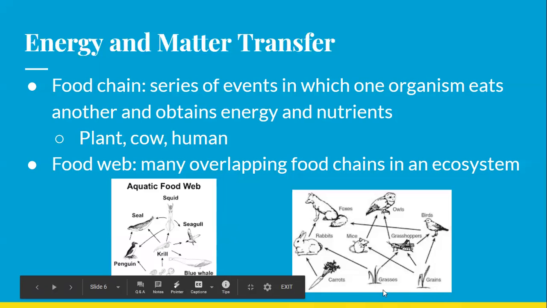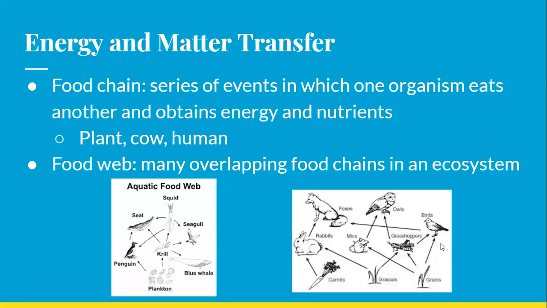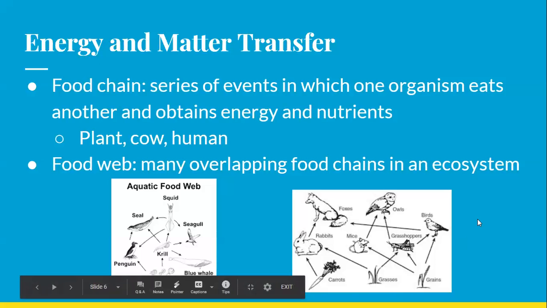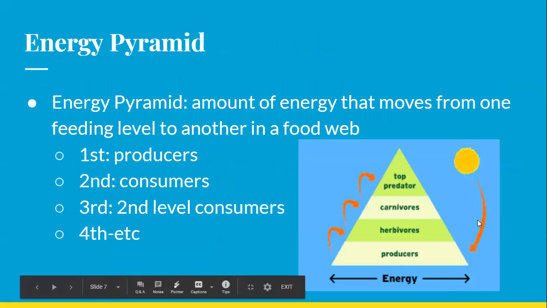So for example, over here we have carrots, grasses, and grains. These are all going to be our producers. Now we have our first level consumers, which are our rabbits. We can have mice or a grasshopper. Those are our second level consumers. And then we have our third level consumers over here. That could be a fox, it could be an owl, it could be a bird. But this bird can also be eaten by this fox. So even though this fox can be a third level consumer, it can also be a fourth level consumer because it's eating this bird that was originally our third level. So it just depends where it's at. It's actually very easy to understand.